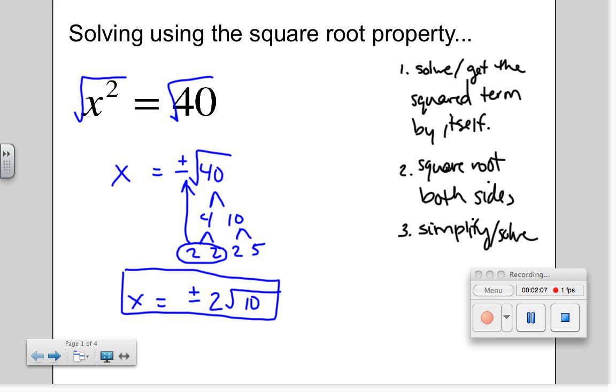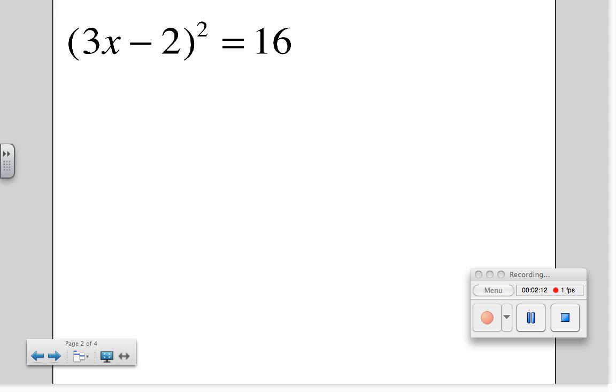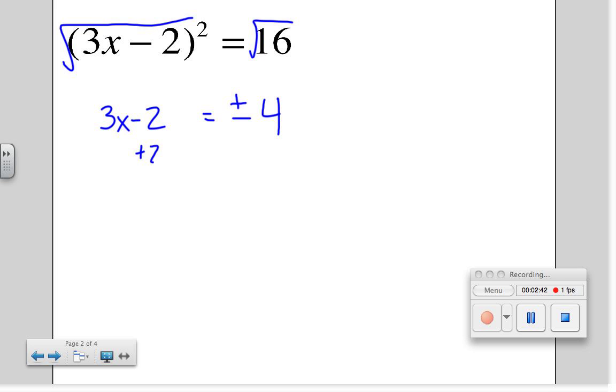The next problem is a little more complicated, but notice we already have the squared term by itself. There's nothing added to it, so we're going to take the square root of both sides. What do we do when we square root something squared? That gives us the positive or negative square root of 16, which is 4. Now I'm going to add 2 to both sides to solve for x. So I've got 3x equals 2 plus or minus 4.